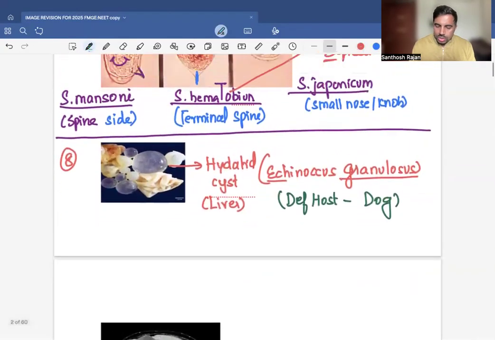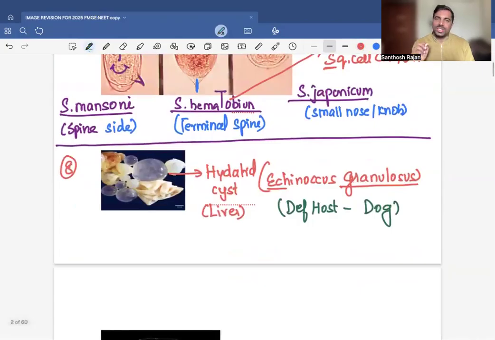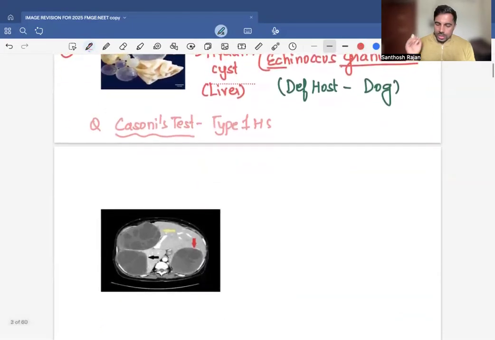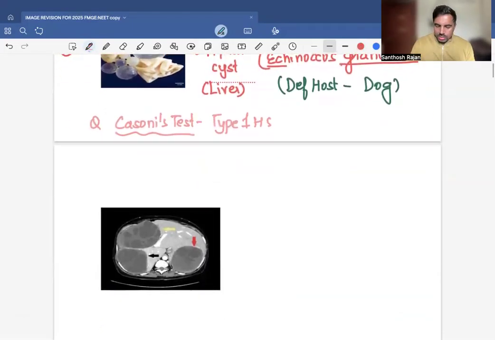So what things do you have to remember? One test is characteristically asked: Casoni's test. Casoni's is a type 1 hypersensitivity reaction. This is a frequently asked question in this part, and you can expect it easily.